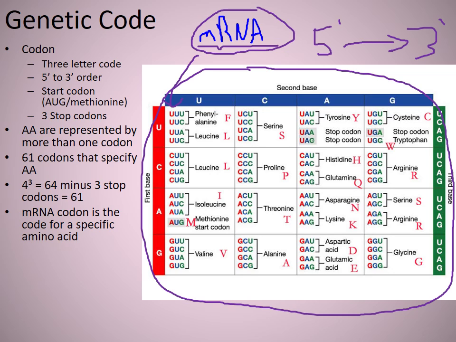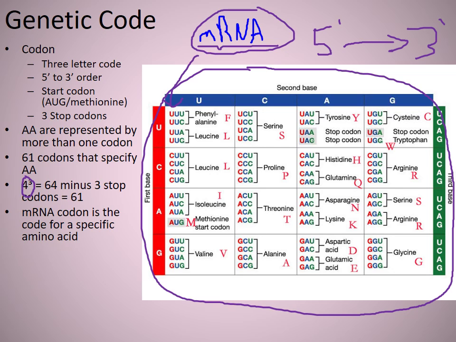Understand that more than one codon can specify a single amino acid. And it makes sense because if you take a look, 4 to the 3 here is the number of ways that I can arrange our 4 nitrogenous bases. All right, so 4 to the 3, there's 64 different ways that I can arrange the nitrogenous bases here.